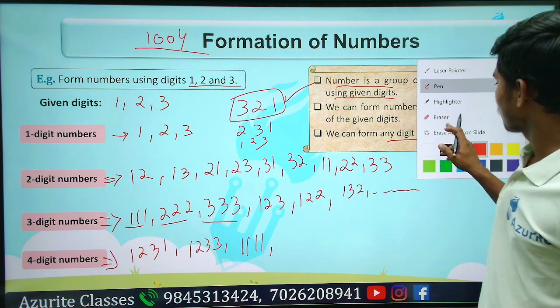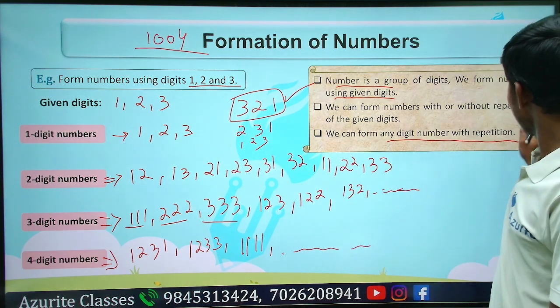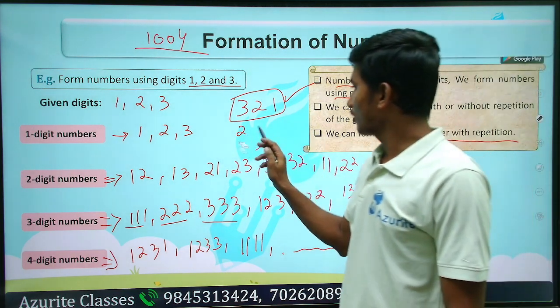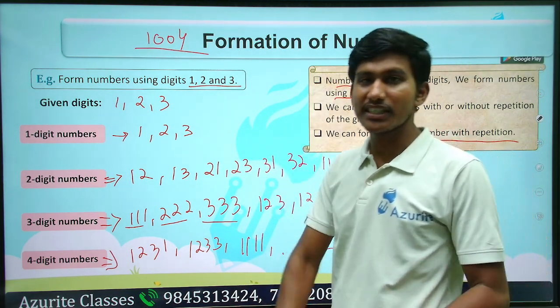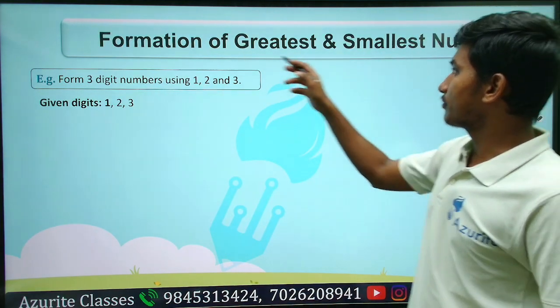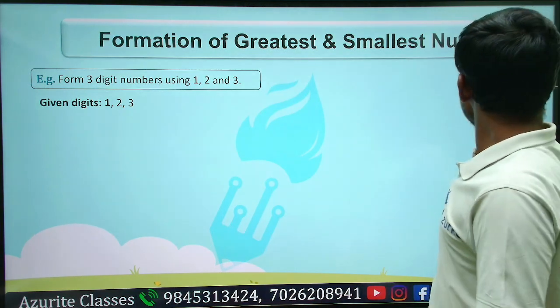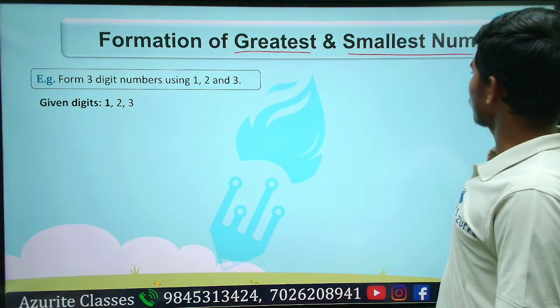Yes, there will be so many possibilities here. Okay, got it? Fine. So here what we have to do, we have to write the numbers from the digits. So let us see how to do that. Okay, so formation of numbers, that is greatest and smallest. How to form the greatest and smallest number?